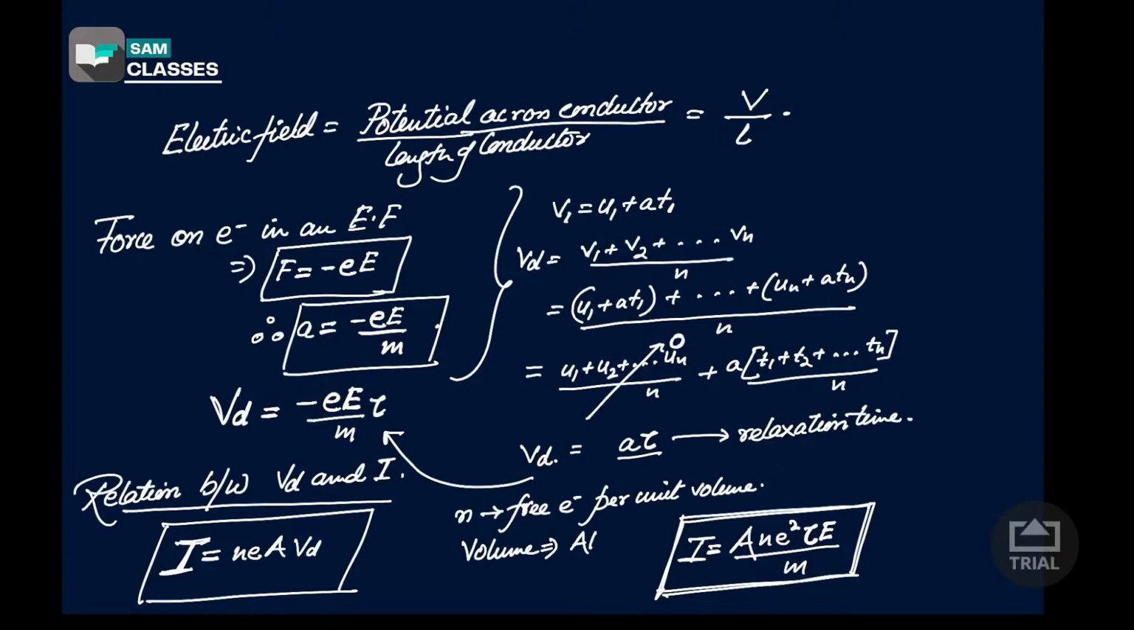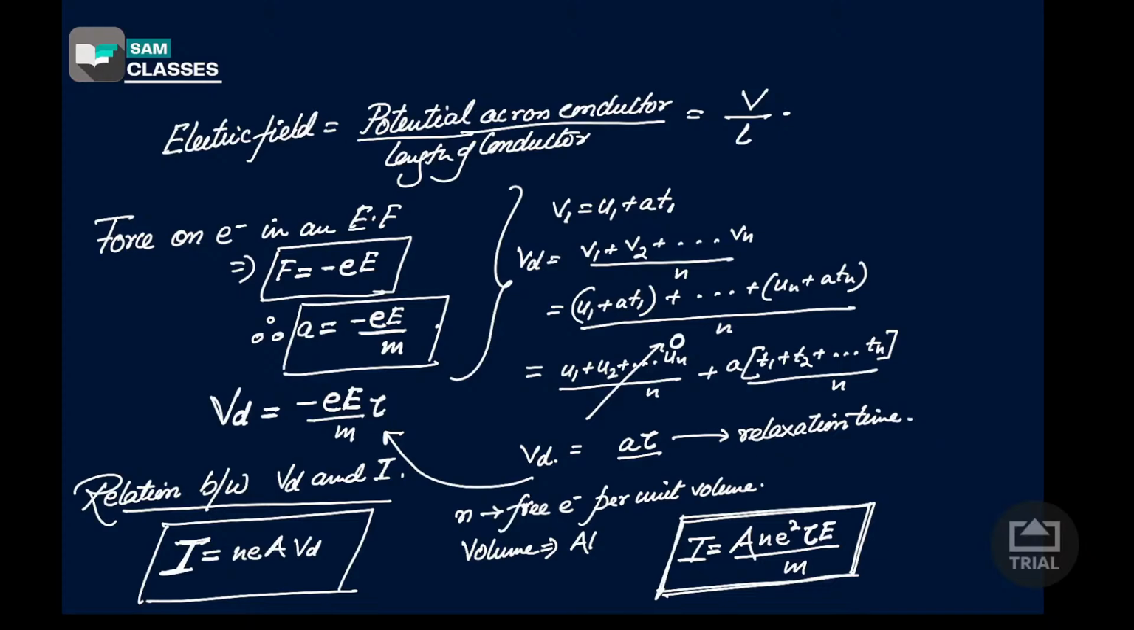So relaxation time means the average time between two successive collisions. Okay, so you can write this part. What does tau mean? The relaxation time means the time interval between which two electrons are again colliding.